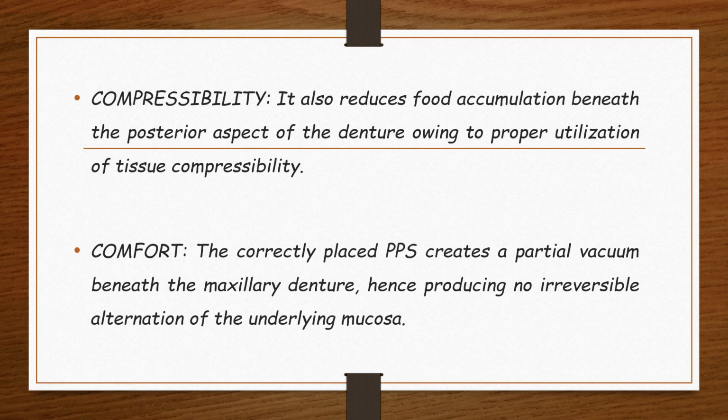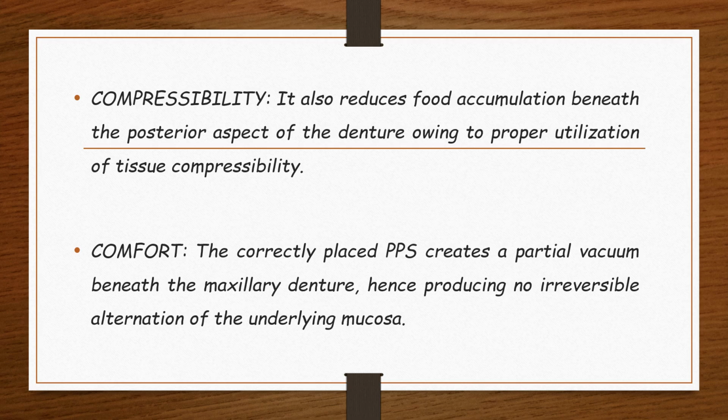Compressibility. It reduces the food accumulation beneath the posterior aspect of the denture. So when you use the tissue compressibility properly, there is a proper adaptation between the denture and the tissues. So it prevents the food accumulation beneath the denture.